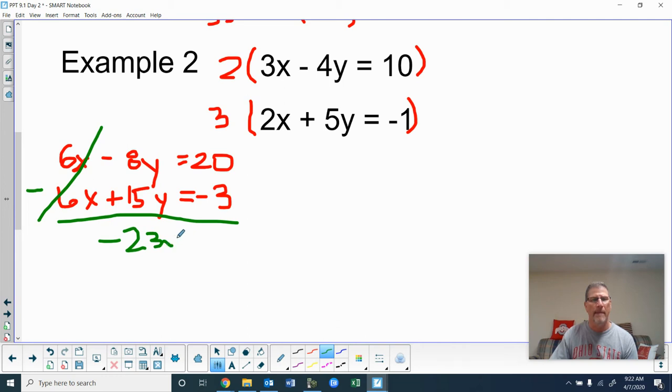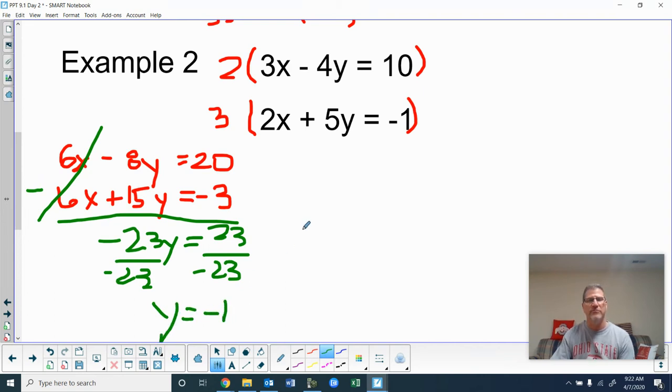Y. And 20 minus a negative 3 is like adding 3, so that's a 23. And then I'll divide by negative 23 to get my y value. And a positive 23 divided by negative 23 is a negative 1 for my y value. All right, so we're half done.